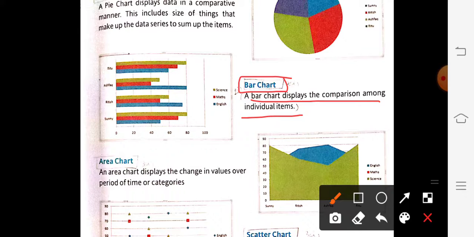Then what is the difference between column chart and bar chart? Just a very minor difference. What is the difference? Only in drawing the chart. Means how we draw it, how we picturize it, only that is different. Otherwise both are used for the same purpose.